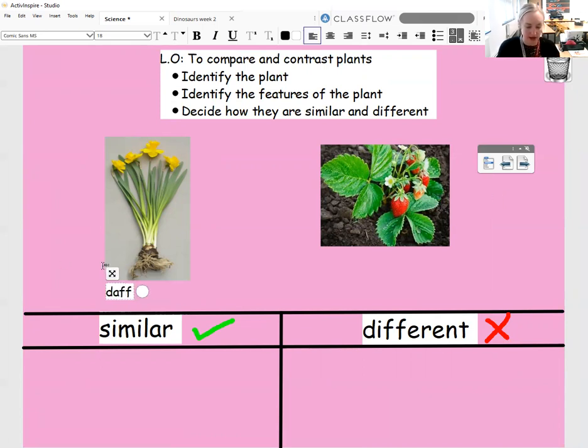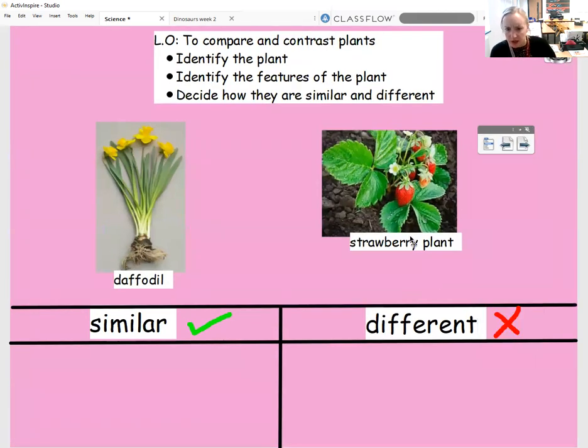So here I've got a daffodil, and I've also got a strawberry plant. Okay. So if I'm going to identify the features, I know that a daffodil grows from a bulb, has roots, it's got tall green stems and leaves, and it's got bright yellow flowers at the top. And then in terms of a strawberry plant here, I know that there is fruit, there are flowers, it's got green leaves and stems, and it grows out of a seed.